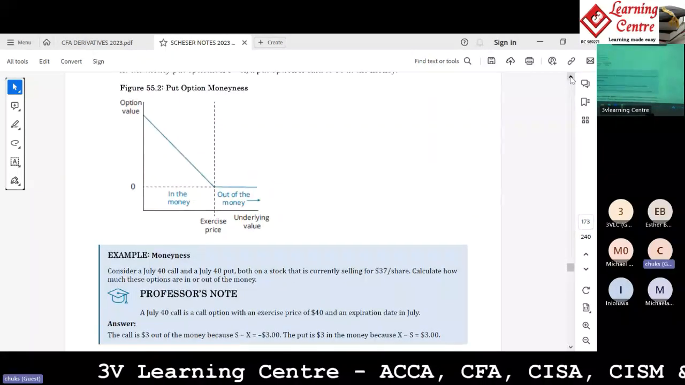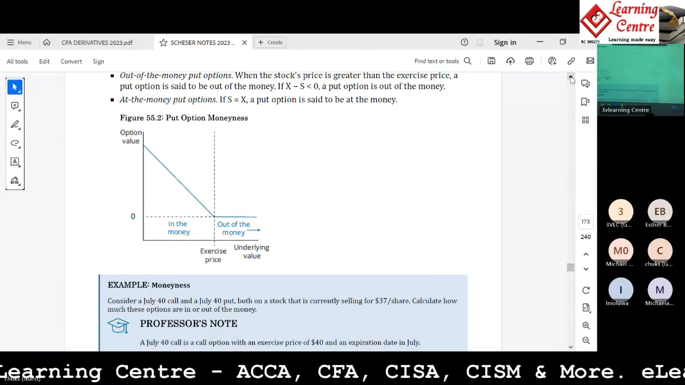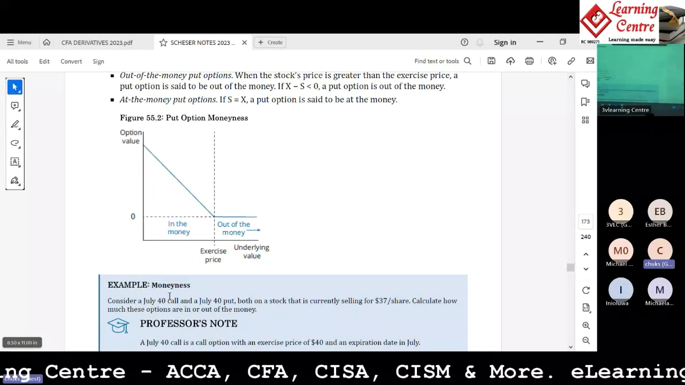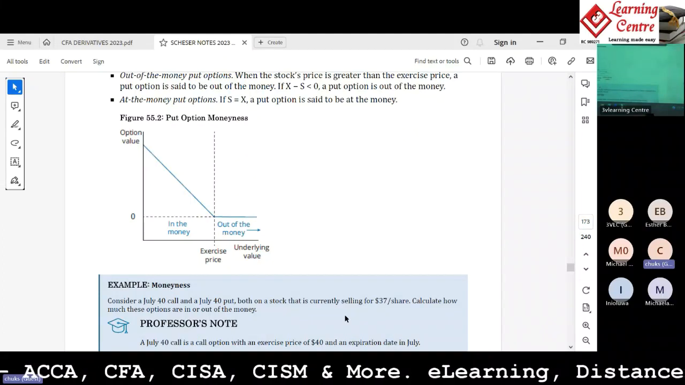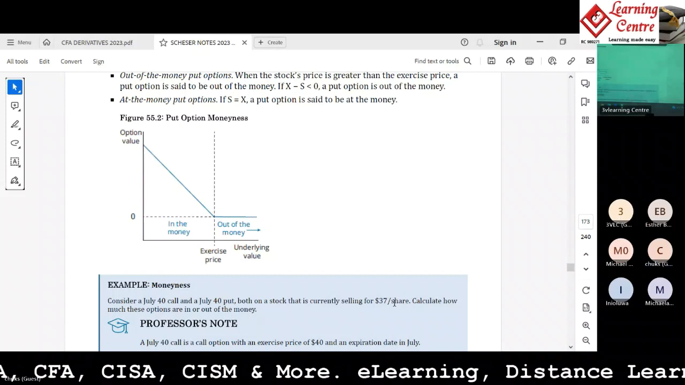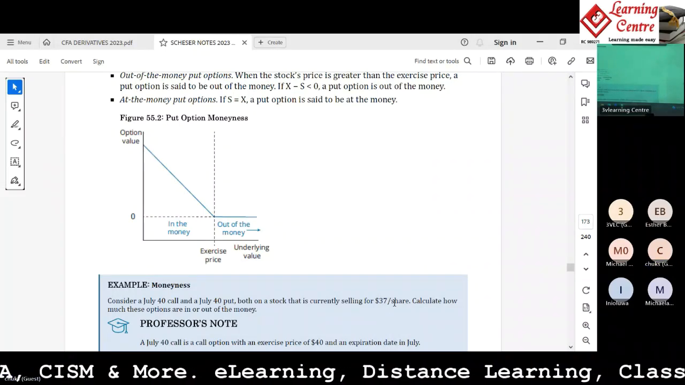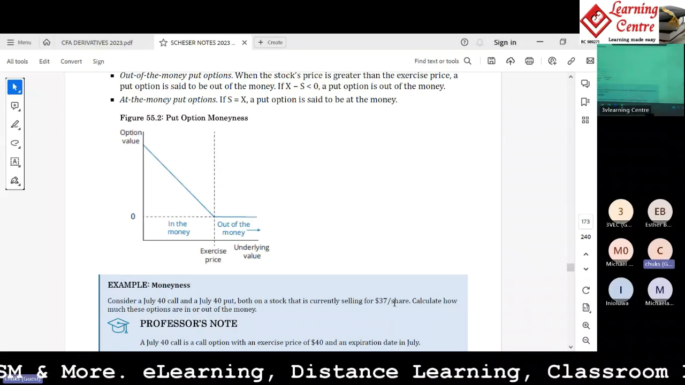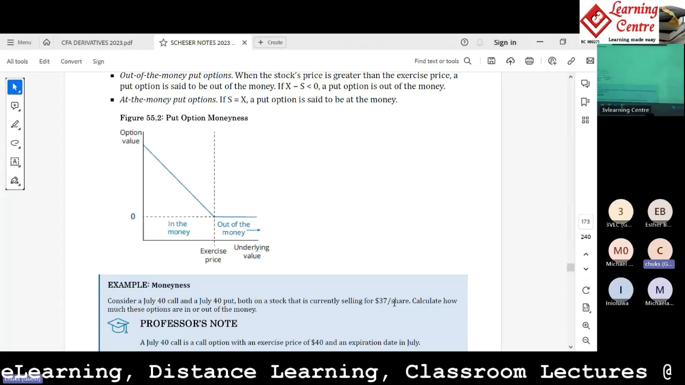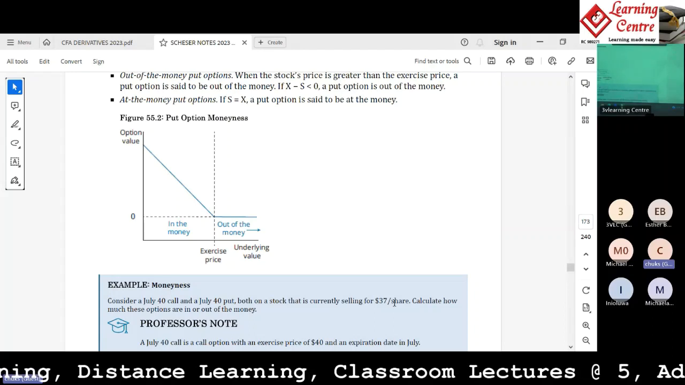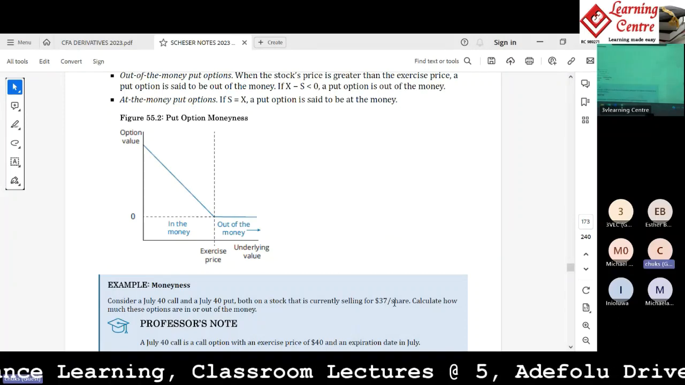Okay? So here we have a call of 40 and a put of 40. And the stock price is 37. So are we exercising or are we not exercising? For the call and for the put option. And then is it in the money or out of the money? Okay, here we are talking about in or out of the money. So is it in or out of the money? That's for the call and the put.